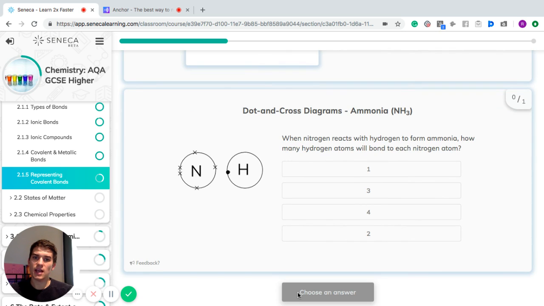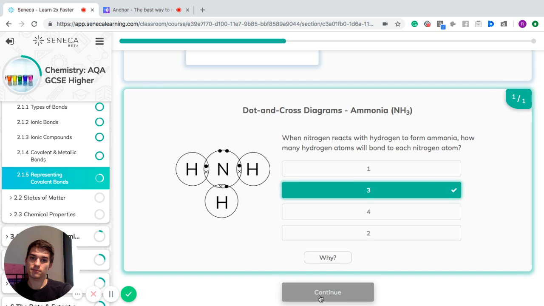For ammonia, which is NH3, when nitrogen reacts with hydrogen to form ammonia, how many atoms will bond to each nitrogen atom? Well, nitrogen has 5 electrons in its outer shell, so it needs to gain 3. But each hydrogen can only offer 1. So if we need to gain 3, you need 3 hydrogens to form the bonds and make nitrogen have a full outer shell, and also have hydrogen have a full outer shell.